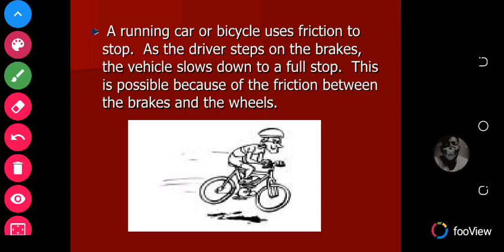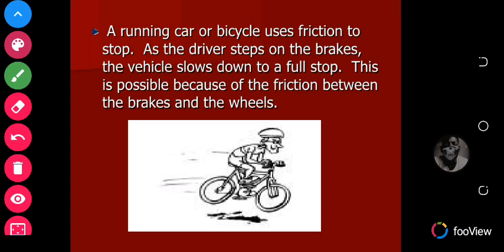A running car or bicycle uses friction to stop. As the driver steps on the brakes, the vehicle slows down to a full stop. This is possible because of the friction between the brakes and the wheels. So it is through friction that brakes are able to stop a moving car or bicycle.